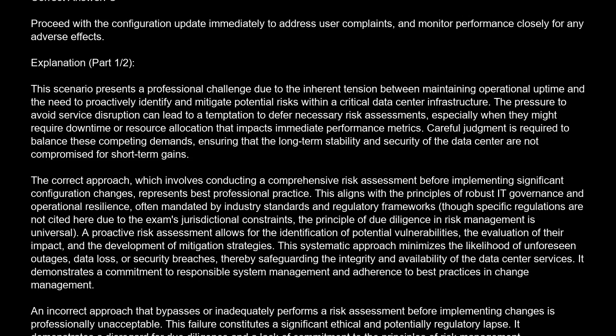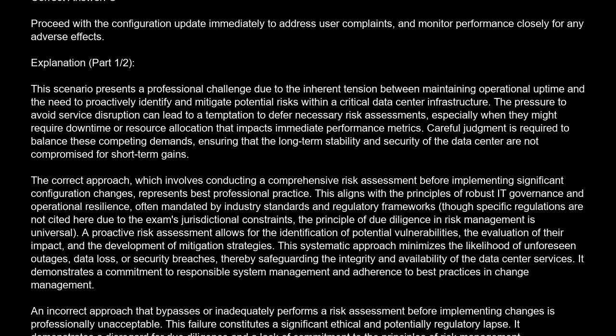The correct answer is C. Proceed with the configuration update immediately to address user complaints, and monitor performance closely for any adverse effects. Explanation: this scenario presents a professional challenge due to the inherent tension between maintaining operational uptime and the need to proactively identify and mitigate potential risks within a critical data center infrastructure.